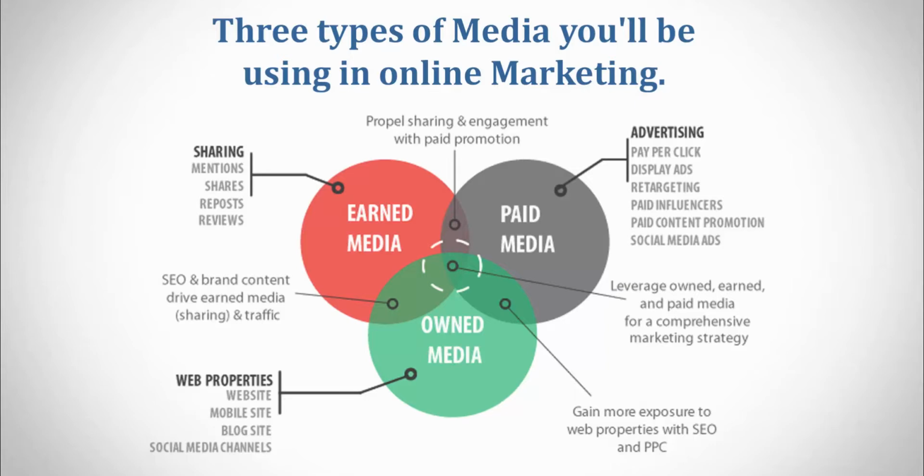Basically, there are 3 different types of media you will be using in online marketing. Think of earned, owned, and paid media like a tripod. Each element is an important part of the whole, and all contribute to a complete digital marketing strategy. The illustration above outlines each element's role and how they work together to form a cohesive marketing mix. Let's learn the details of each.